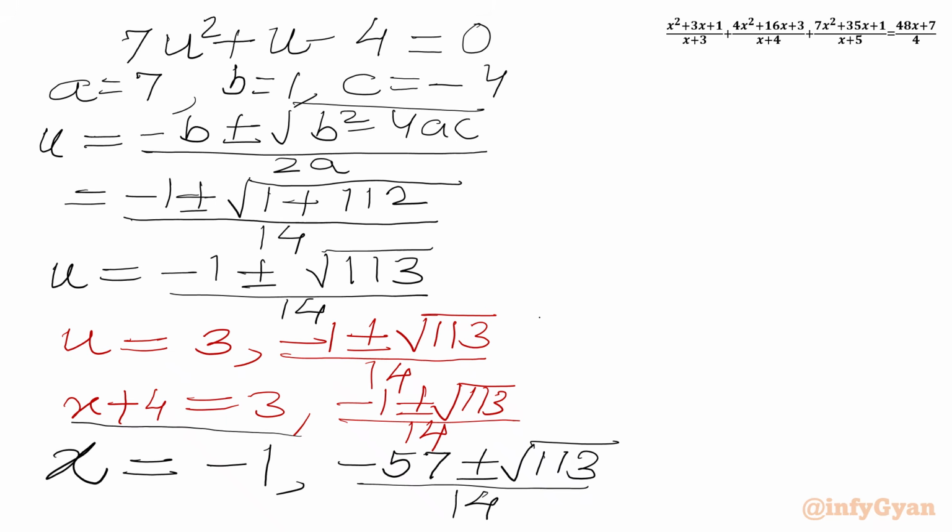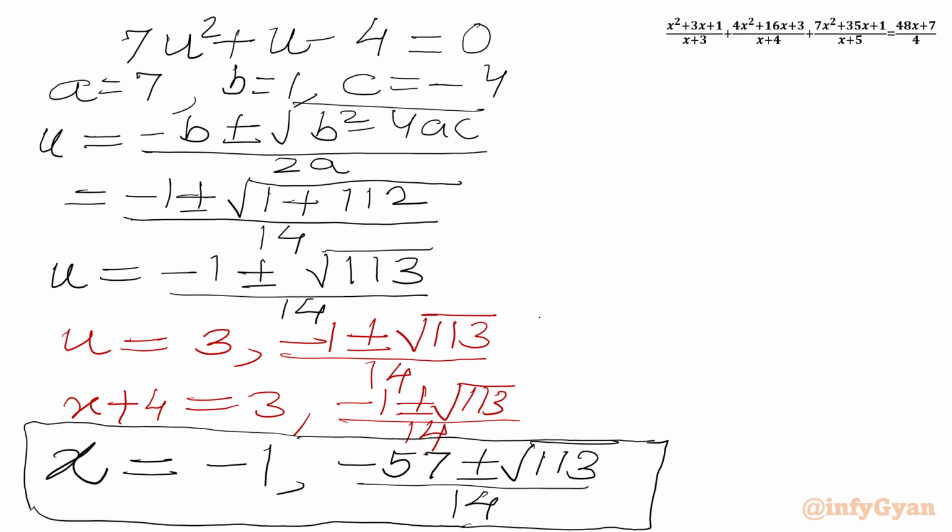So there are 3 real solutions: minus 1, and minus 57 plus minus square root 113 over 14.